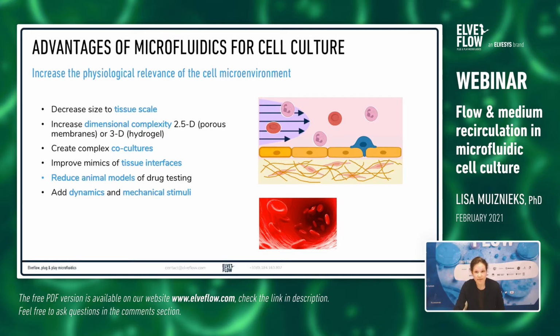Microfluidic chips can have multiple channels that increase the dimensional complexity that can be achieved for cell culture, including growing cells on either side of a porous membrane or in a 3D hydrogel that mimics a tissue matrix, leading to the creation of more complex co-cultures with multiple cell types and of tissue interfaces. Improved in vitro cell models with greater physiological relevance aim to reduce animal models of drug testing. And of course, the addition of flow adds dynamics and mechanical stimuli to cells in culture.